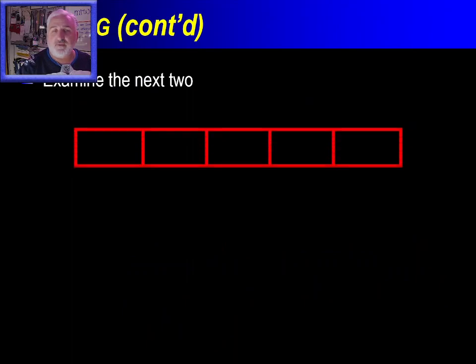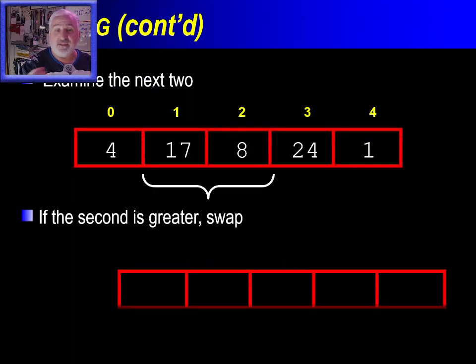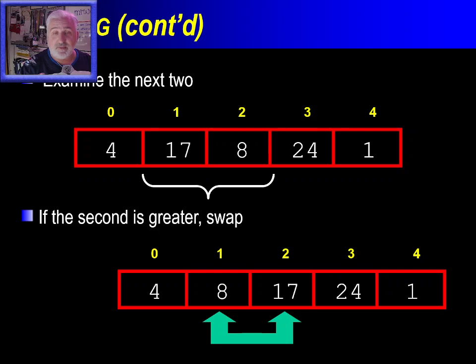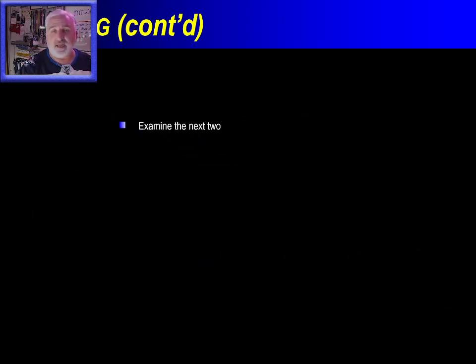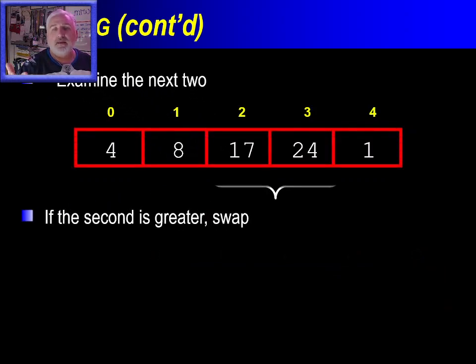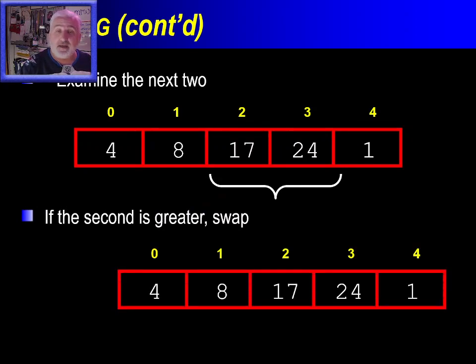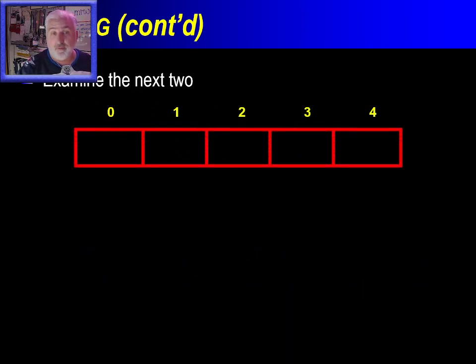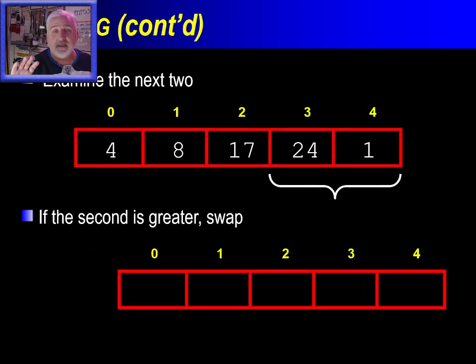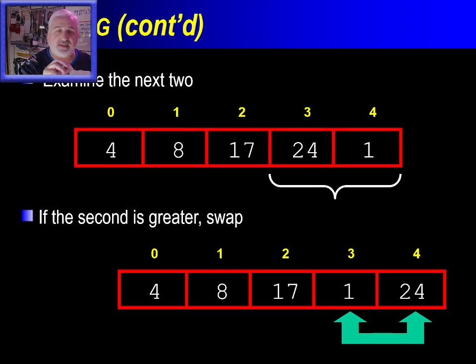I'm going to move to the next two items. In that case, it would be 17 and 8. Well, again, they're not in the right spot, so I'm going to swap them. Move to the next two, 17 and 24. Those are fine, so I'll leave those alone. And then finally, I go to the last two, 24 and 1. They're not in the right spots, so I'm going to swap them. And what you would have seen is the 24 bubbled to its correct spot at the end of the list, because 24 is actually the highest value in this list. So it moved through the list, shifting spots until it got to the end.